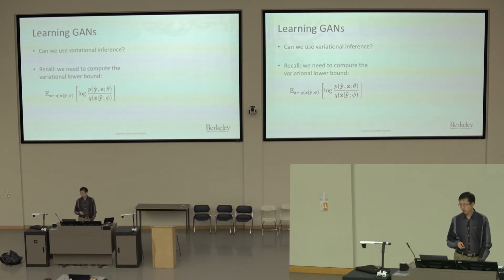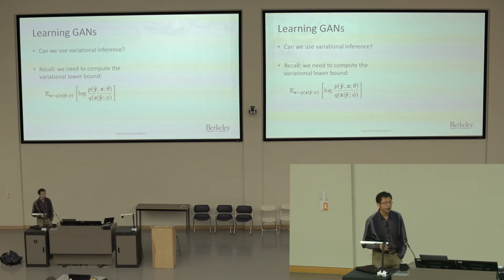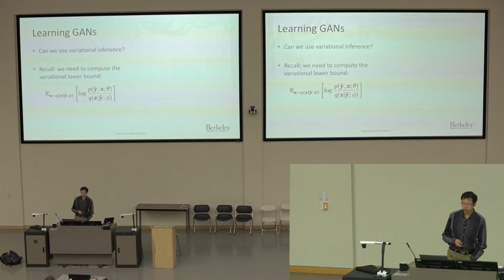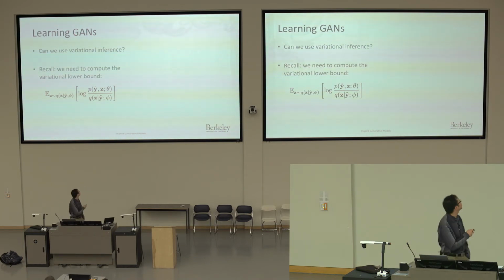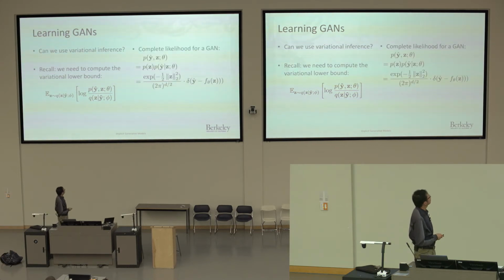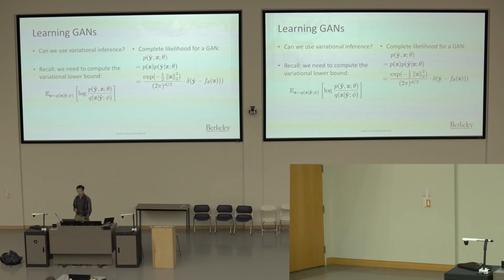Okay, so now let's see how to actually learn the parameters of a GAN. Can we use variational inference? Recall we need to compute the variational lower bound, which looks like the following. We have the complete likelihood on the top, and then the approximate posterior on the bottom. Let's try to write down what the complete likelihood for a GAN actually is.